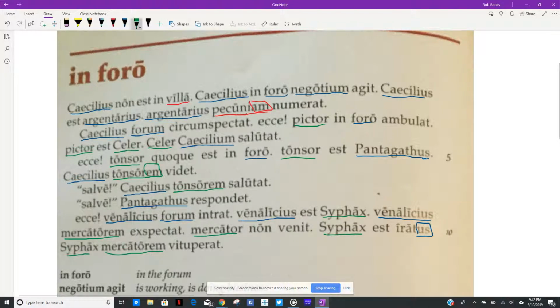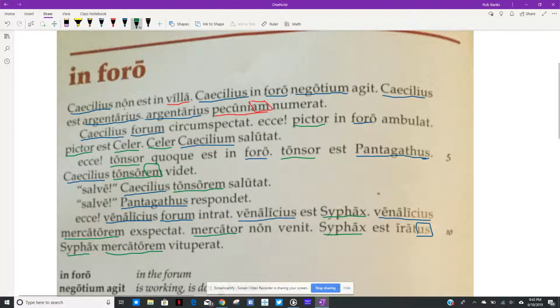All right, so what does this mean? That's also helpful. Caecilius non est in villa. So our verb is est, of course, is. So Caecilius is not in the villa, in the house. Caecilius in foro negotium agit. All right, the verb is agit. So the subject is what? The nominative, Caecilius. So Caecilius agit, he does the accusative, negotium, business. So Caecilius does business in foro, in the forum.